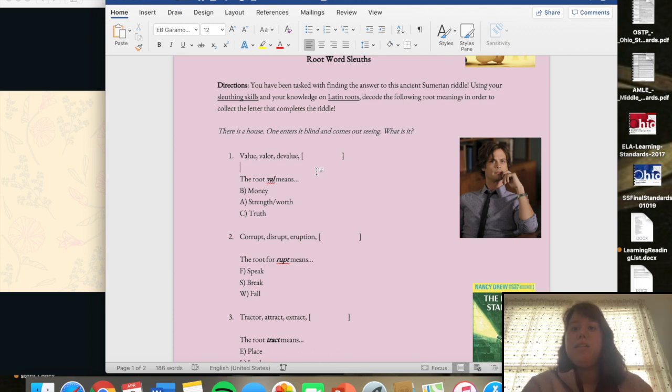Something I forgot to mention. At this point, you will already have had some background knowledge of some Latin roots and their meanings, and you would have already learned the distinction between Greek and Latin roots. Latin roots stand alone, and they usually come at the very beginning or very end. Very rarely do they come in the middle. They can stand on their own. So you would have already taught the kids this. Okay, so looking back on this first example, there's value, valor, and devalue.